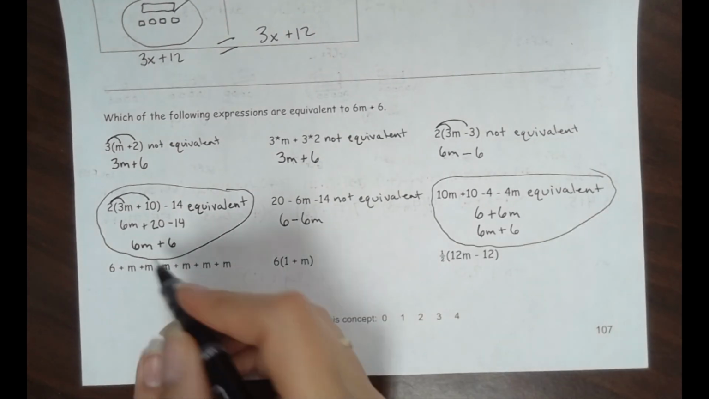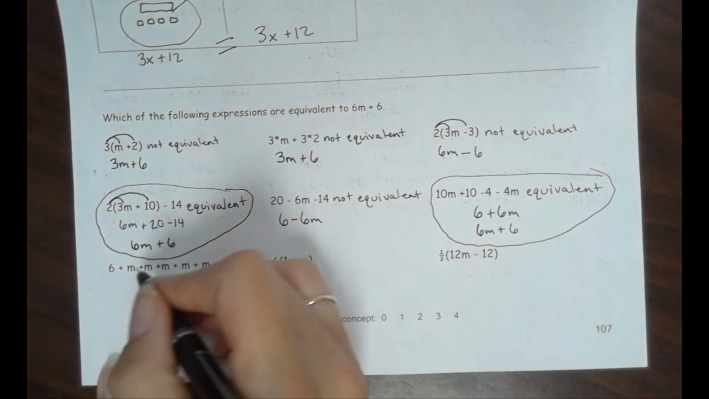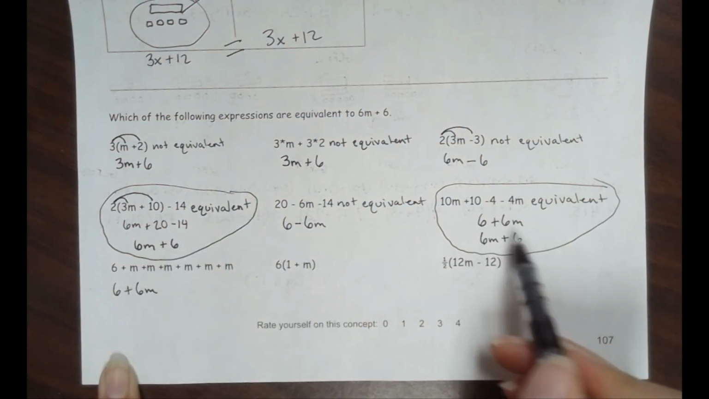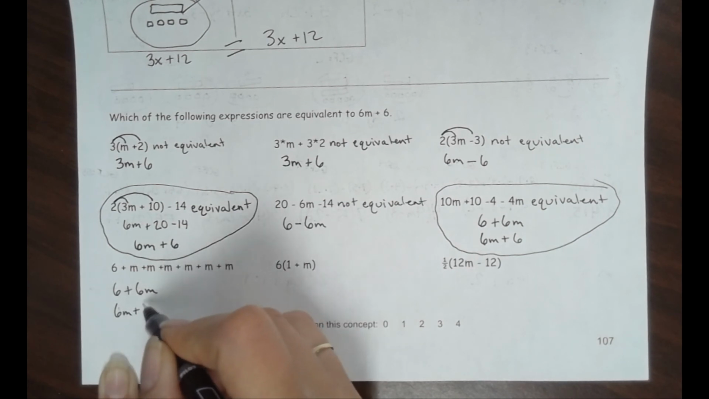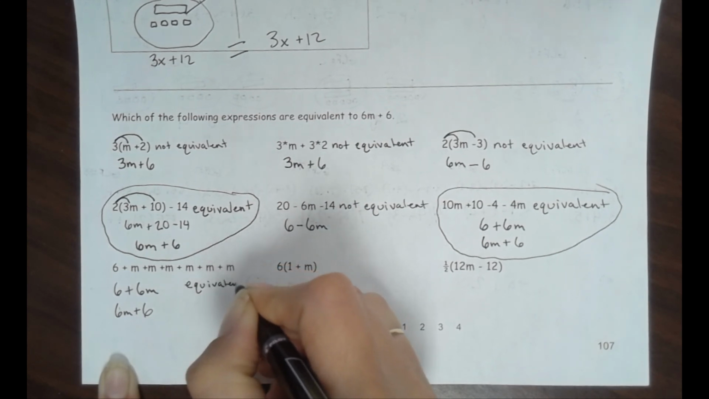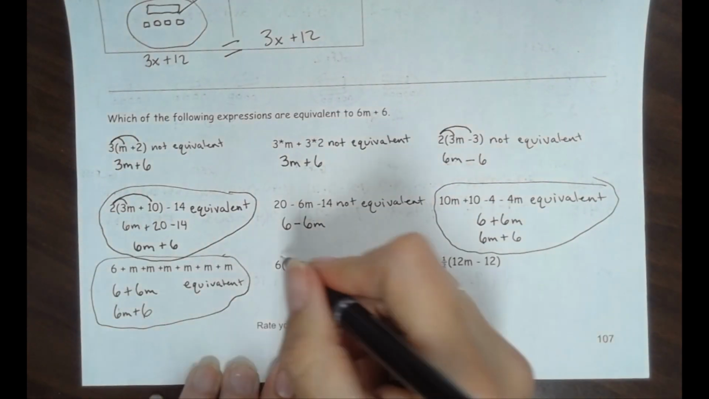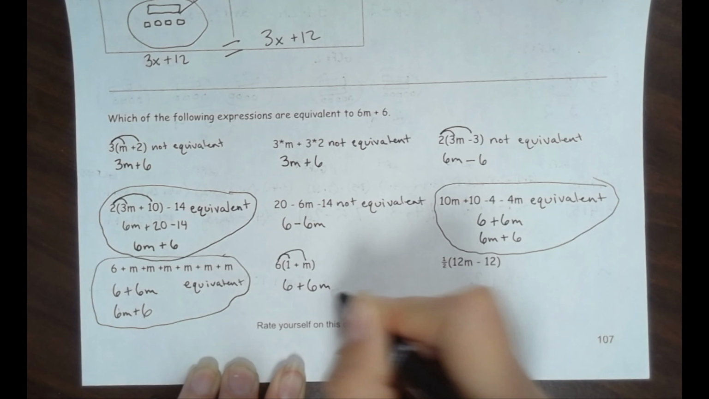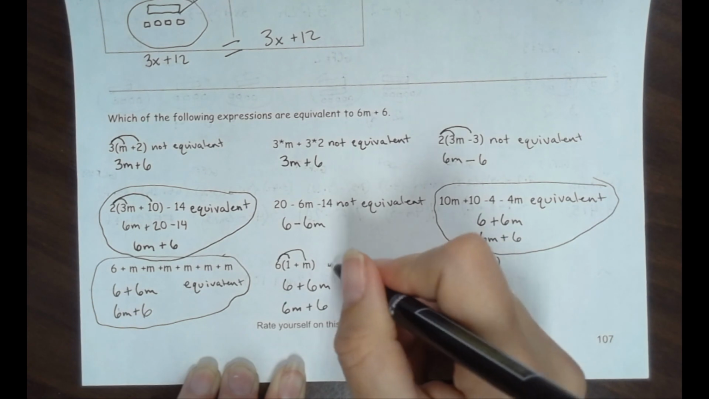How about this one? 6 plus m plus m plus m plus m. How many m's are we adding? 1, 2, 3, 4, 5, 6 m's. So that would give me 6 plus a total of 6 m's in its simplified form. Once again, out of order, but because of the commutative property of addition, we can switch that order around. And we can see that these are equivalent. Let's try this one. 6 times 1 gives me 6, plus 6 times m. Commutative property, switch those around, and I can see that they are equivalent to each other.